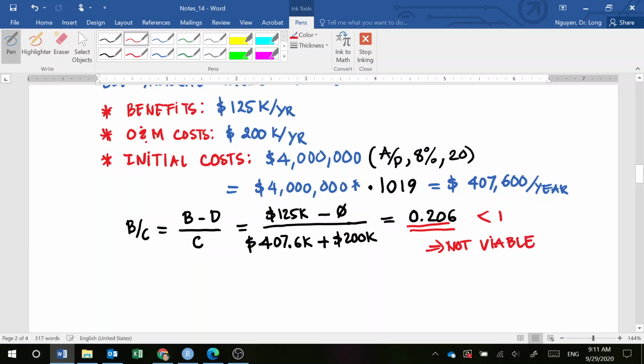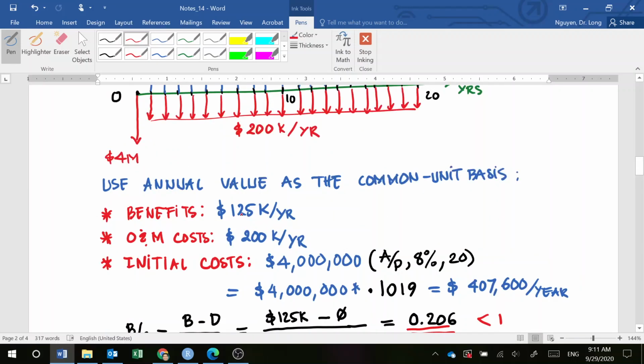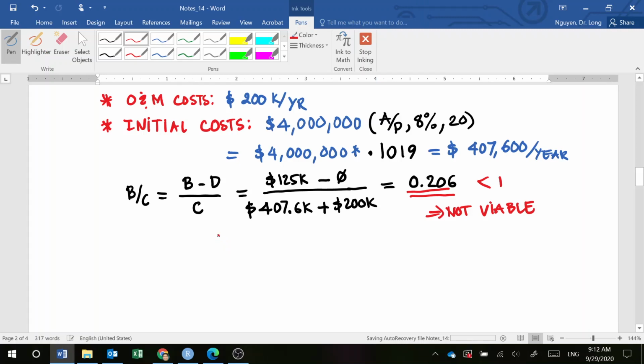Even without doing this, we already know, as you can see, the benefit is only 125,000 per year and the cost is 200,000. The benefit does not even cover the O&M cost, let alone the initial cost. Obviously, without doing the calculation you can use common sense and see that it's not viable. But this is to apply the method, so you can see it there.